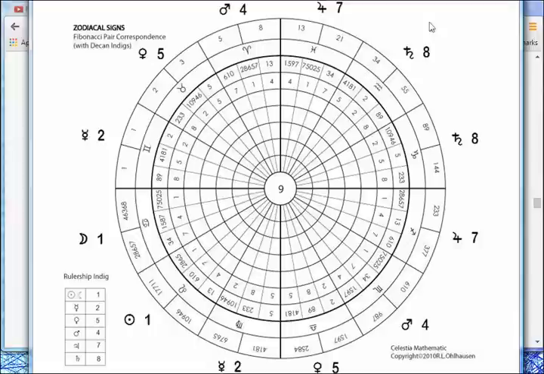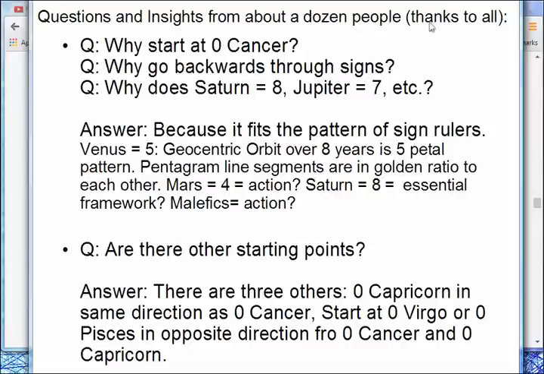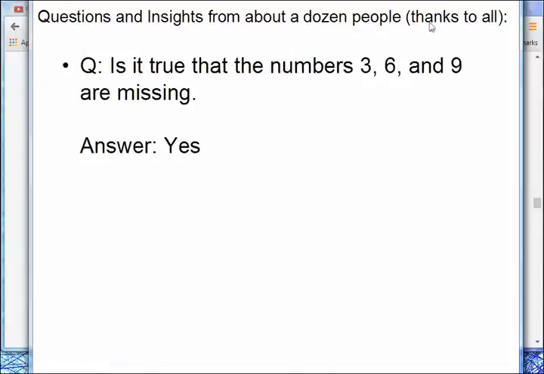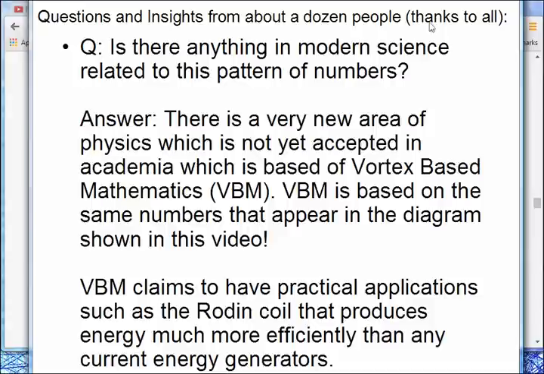What's going on there? Well, it's very, very interesting that in mathematics and physics, there's this new idea of vortex based mathematics. I mean, new in the sense the guy who came up with it quite a while ago, but it's only recently that people are working with it in detail.